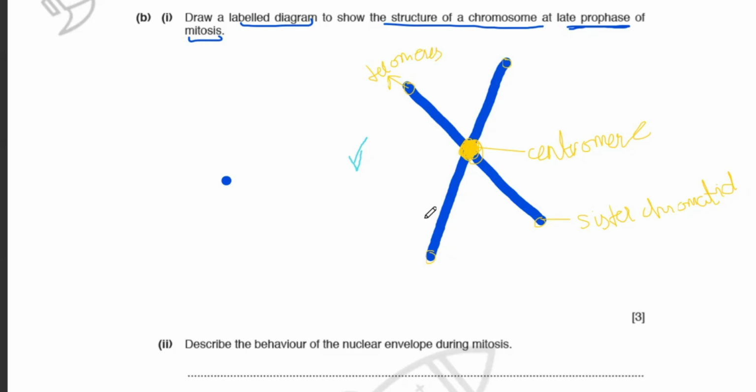You have to label all of these parts, because all these labelings will help you get full marks. Sometimes it's 3 marks, sometimes 4 marks. For 3 marks, I have labeled everything: telomere, centromere, and sister chromatid. But if they ask you to draw and label a diagram for 4 marks, then you need to show kinetochores as well. Kinetochores are the sites present on the sides of the centromere. So you label this as kinetochore. Kinetochores are the attachment sites for spindle fibers.